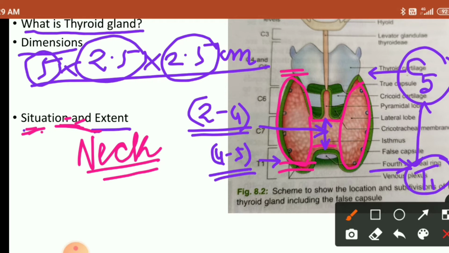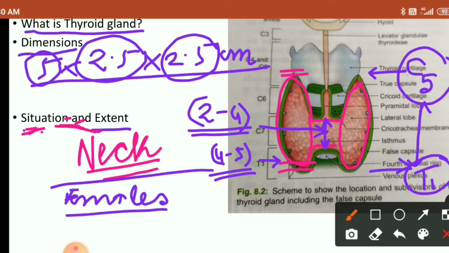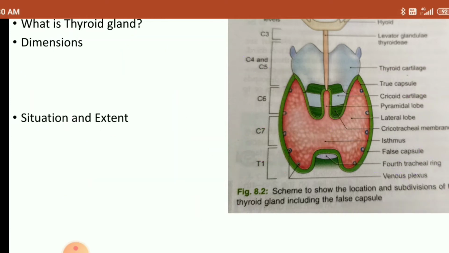Let us revise it in brief. In terms of thyroid cartilage and the cartilaginous ring, it extends from the middle of the thyroid cartilage to 4th to 5th tracheal ring, the isthmus from 2nd to 4th tracheal rings, and in terms of vertebrae it extends from C5 to T1 vertebrae. Okay, and you remember one thing, that for females the thyroid gland size is greater than males. Yes, okay.